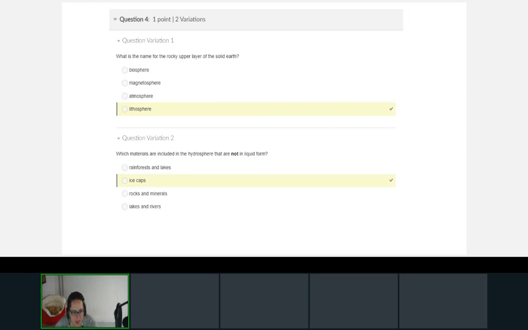Which materials are included in the hydrosphere that are not in liquid form? If you think about it, we already know it's the ice caps because I uncovered it, but the hydrosphere includes all the water on Earth. So if we think water in its solid form, what would water in its solid form be? It would be called ice. So that's why it's ice caps. Water in its solid form is ice.